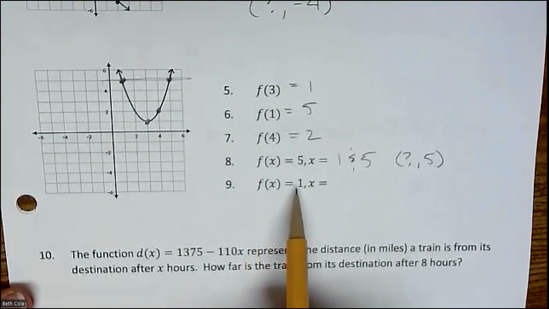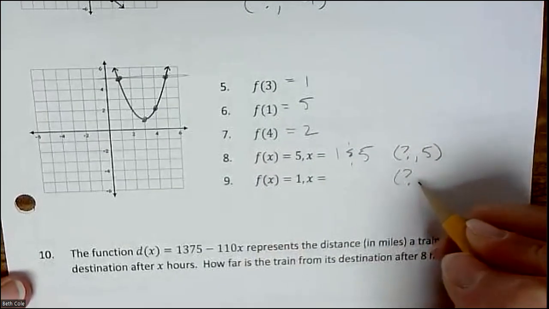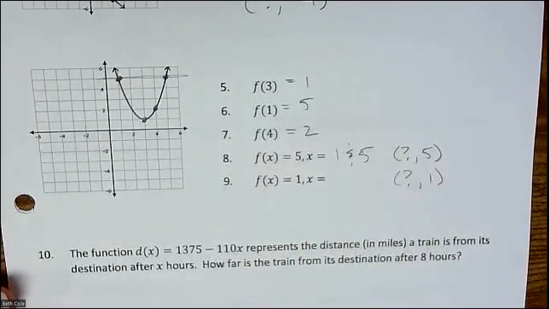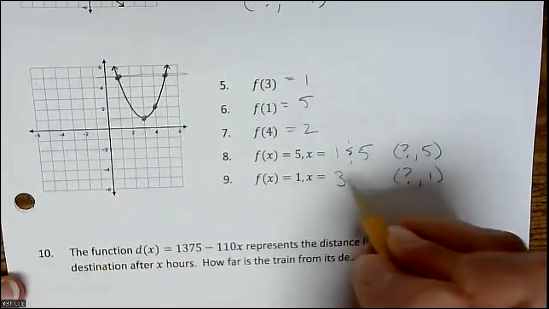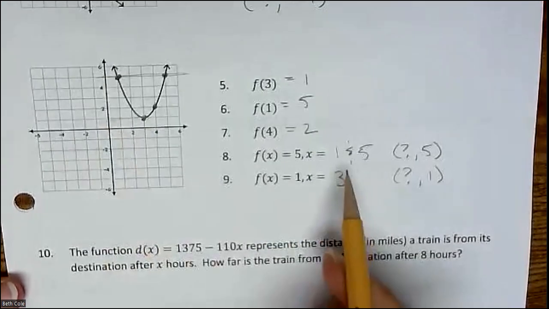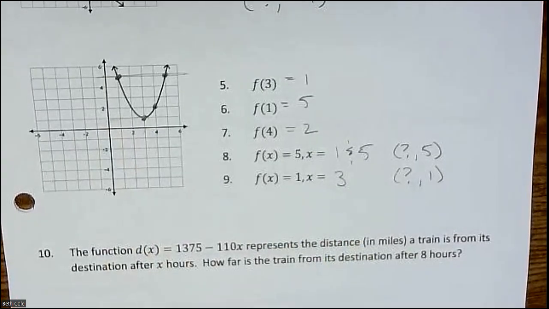I don't care, whatever. And then here you're looking for a point something comma 1, so where Y is 1. Good, that's this point right here. It's 3 comma 1, so 3. And because that's the vertex, that's actually the only one we got. Cool, that went well.